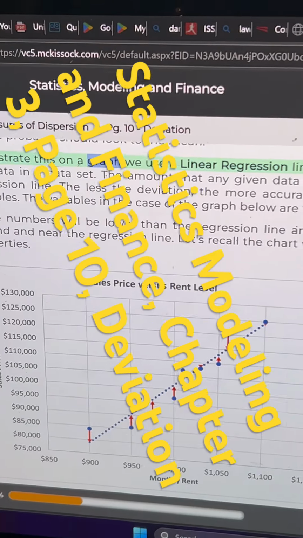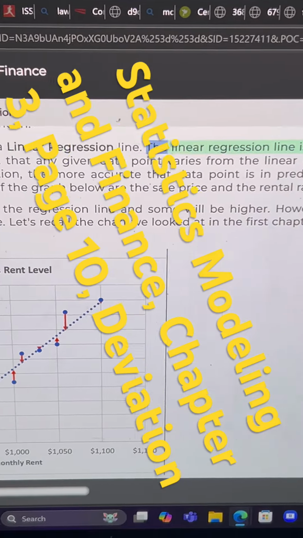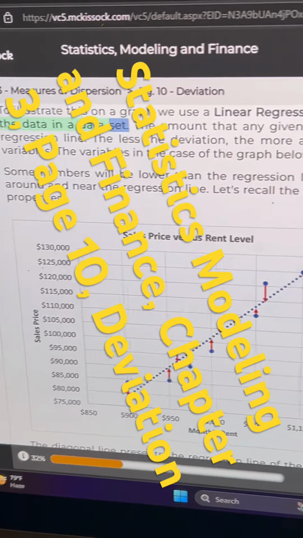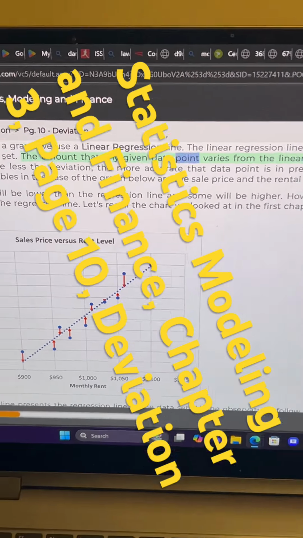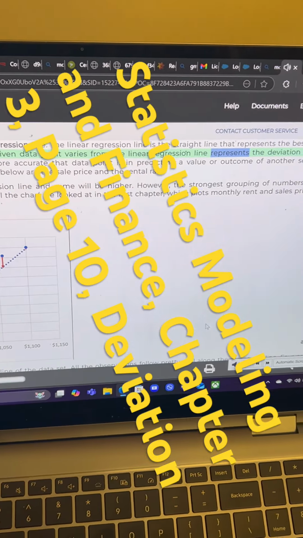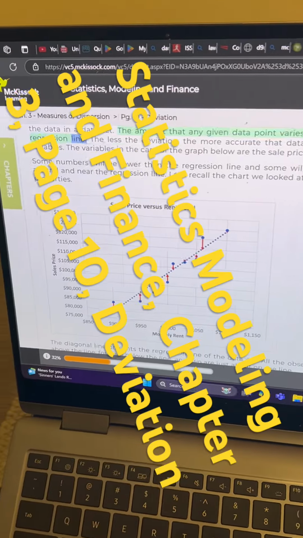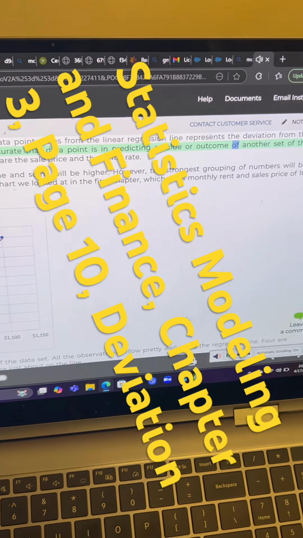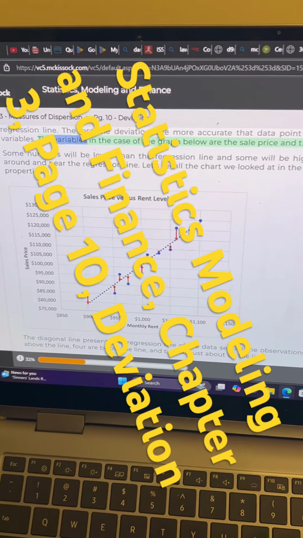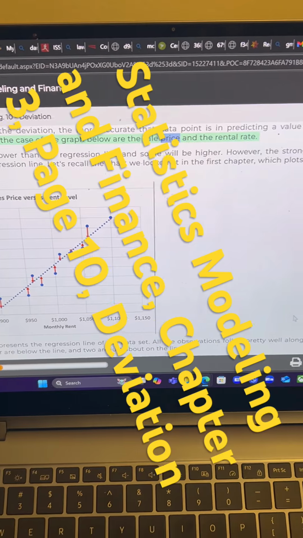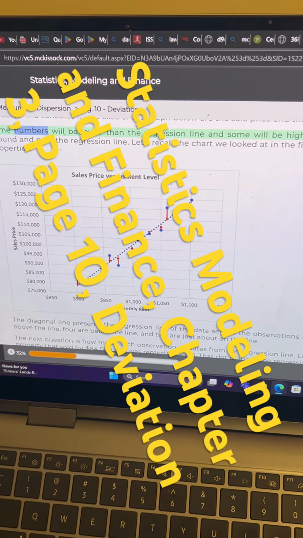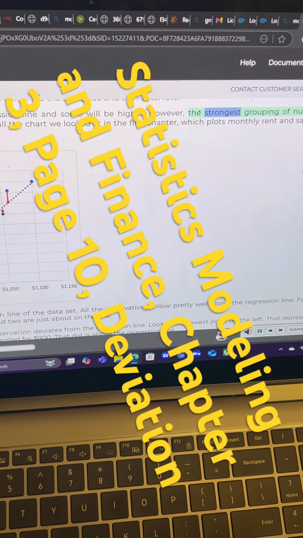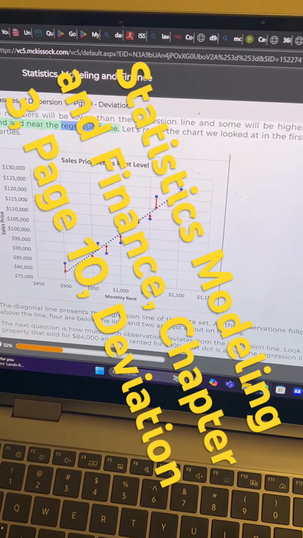To illustrate this on a graph, we use a linear regression line. The linear regression line is the straight line that represents the best fit of all the data in a data set. The amount that any given data point varies from the linear regression line represents the deviation from the regression line. The less the deviation, the more accurate that data point is in predicting a value or outcome of another set of the variables. The variables in the case of the graph below are the sale price and the rental rate. Some numbers will be lower than the regression line, and some will be higher. However, the strongest grouping of numbers will be around and near the regression line.